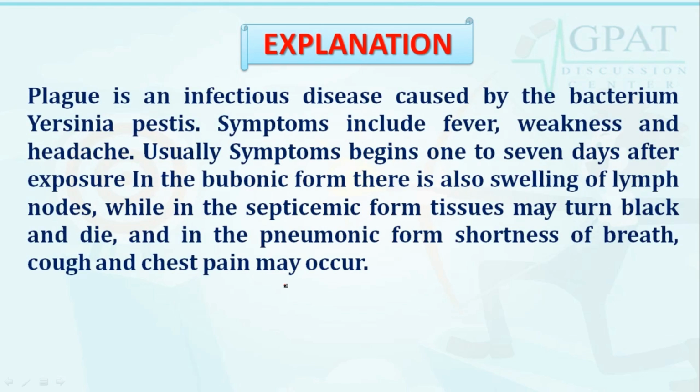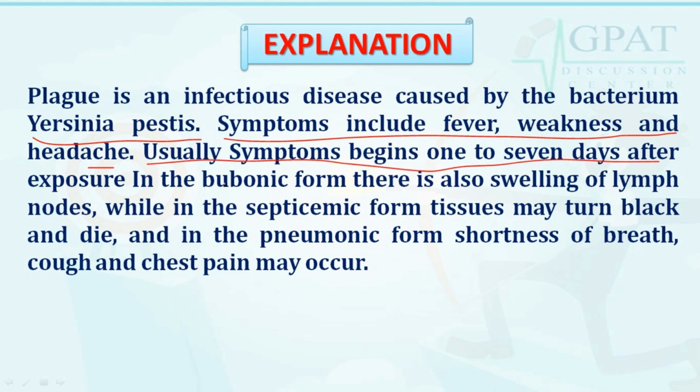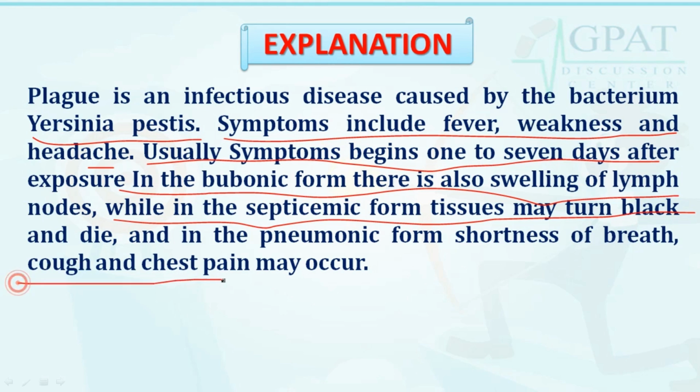So let's discuss the causative organism of plague. Plague is an infectious disease caused by the bacterium Yersinia pestis, and symptoms mainly include fever, weakness, headache, and usually symptoms begin 1 to 7 days after exposure. In the bubonic form, there is also swelling of lymph nodes, while in the septicemic form tissue may turn black and die, and in the pneumonic form shortness of breath, cough and chest pain can also develop.